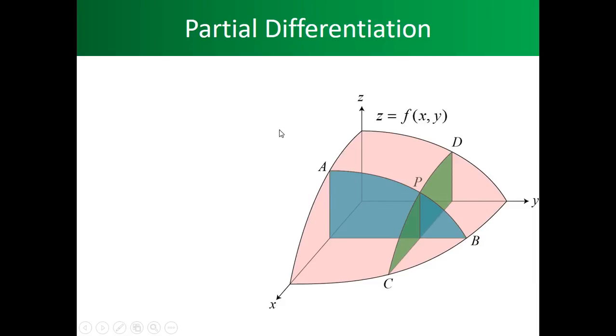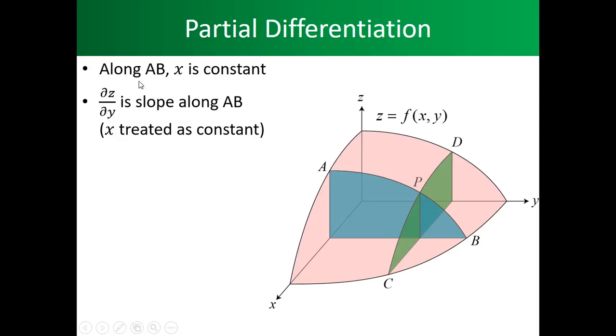Okay, when we're looking here at partial differentiation, here's our function f of x, y, and we're calling this z. Okay, so z is a function of x and a function of y. Along the AB curve here, x is constant. Here's x. X is not changing. Z is changing. Z is going up. And y is changing. But x is staying the same.